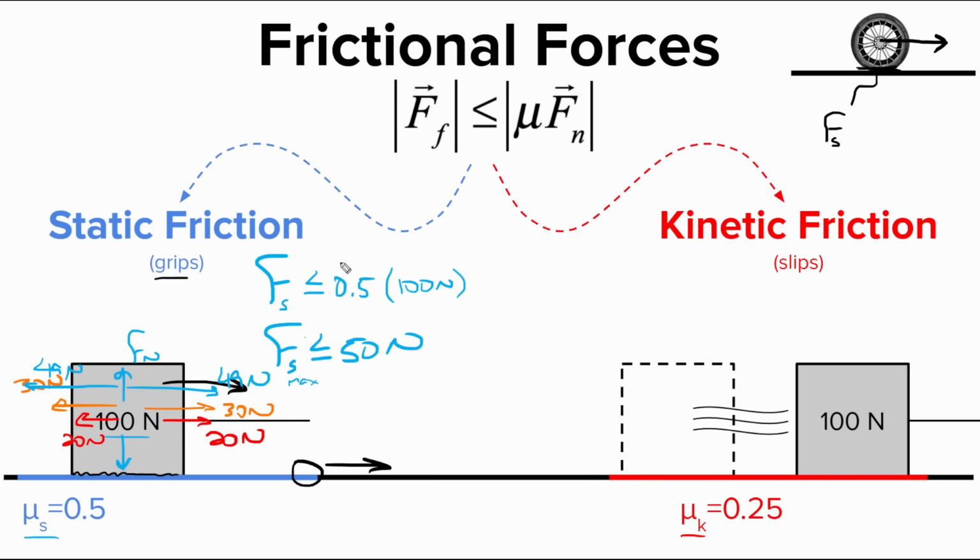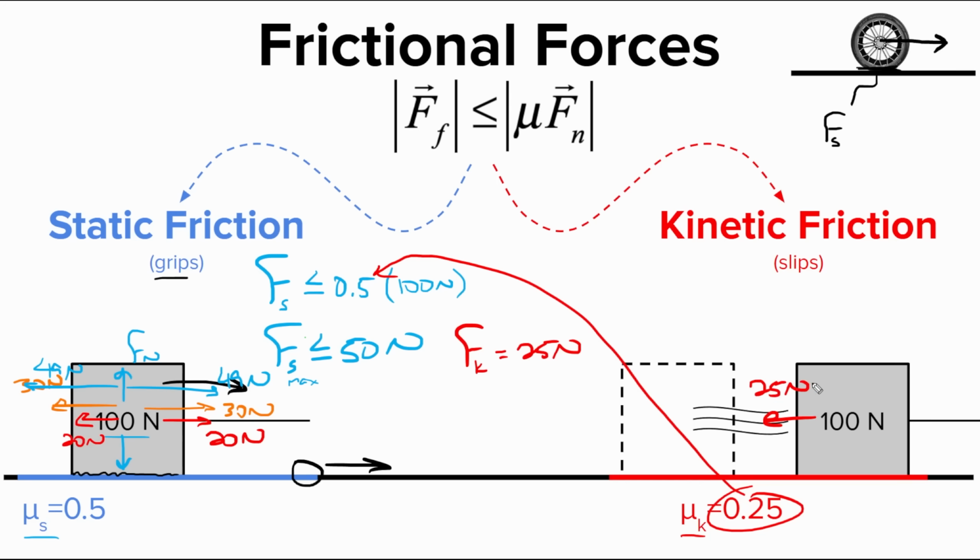So let's find the kinetic friction. You'd do the same thing, but you'd plug in 0.25. So if I plug in 0.25 here, 0.25 of 100 means the kinetic friction is going to be 25 newtons. It's always got to be less than or equal to the maximum static frictional force. So you've just got this 25 newtons backward of frictional force trying to slow you down.